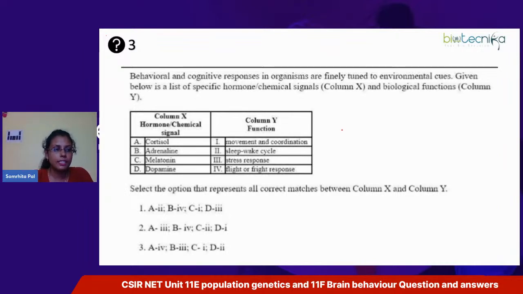Now, of this, you must be knowing some hormones. The functionality of some hormones you have already studied in your lower classes. Like adrenaline, I can tell you. Adrenaline, everyone knows what adrenaline does, right? So try it out in that way. There are three options, and you will get your correct answer from these three options.